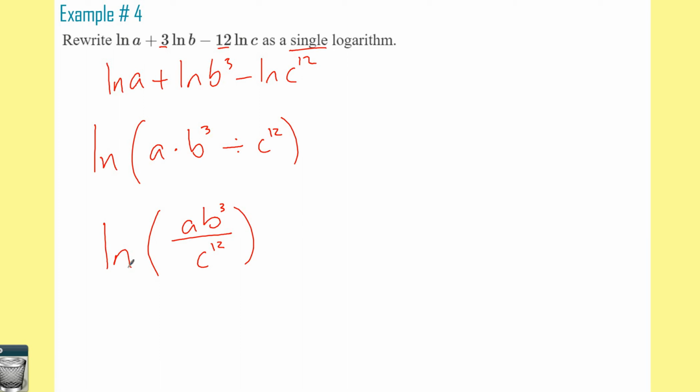It's the natural log of that. Nothing else out front, nothing else at the end of it. It's just log of something.